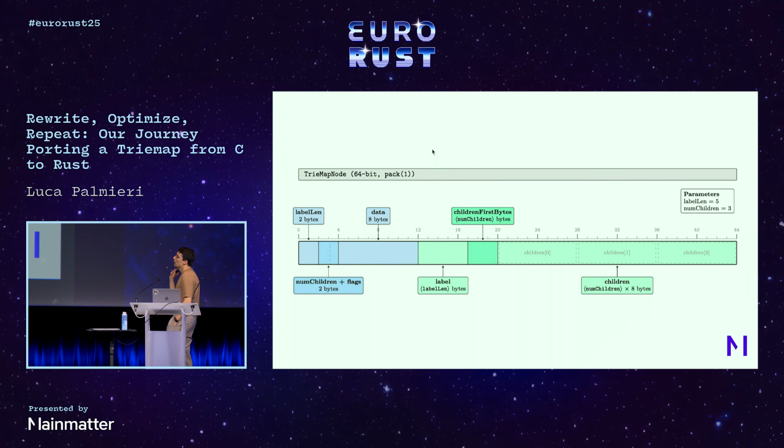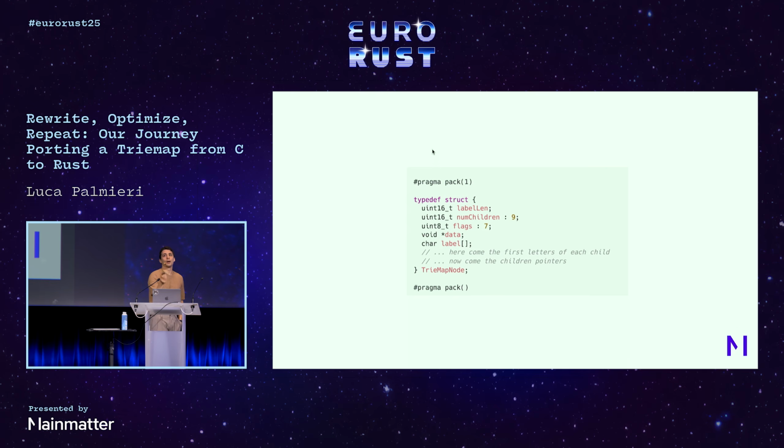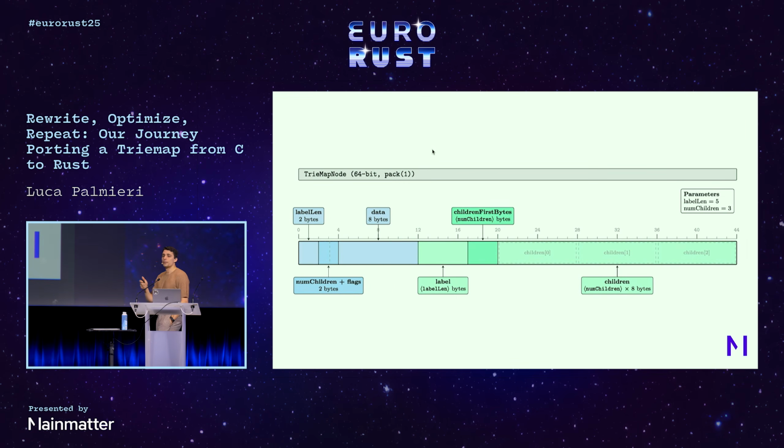Third important piece of information, this layout is packed. That is what the pragma pack 1 directive was doing in the C definition, which basically means there is no padding whatsoever in between fields, which in turn implies that some of the fields might be misaligned. And you can see this here. Oh, let me use the laser, that's cool.